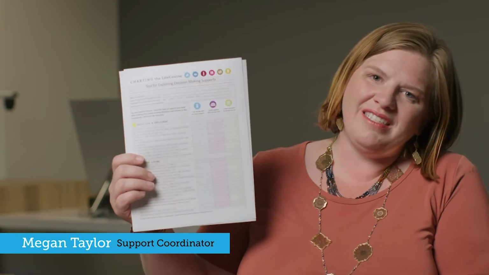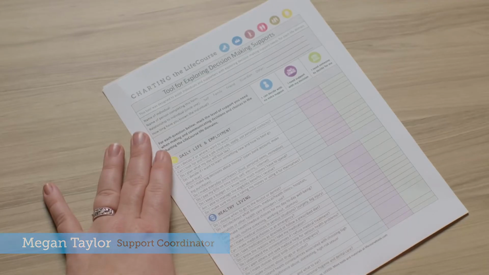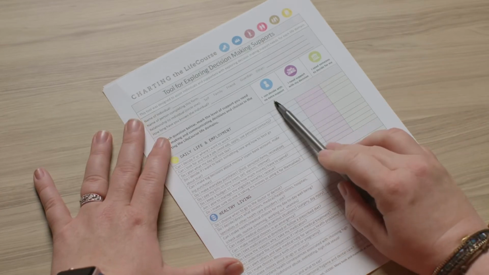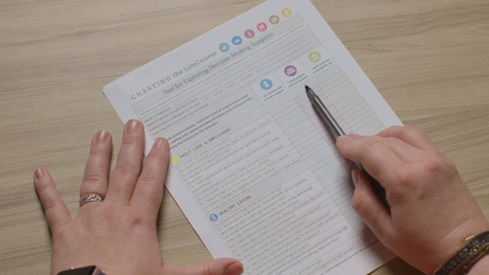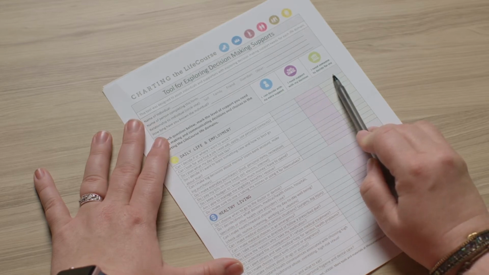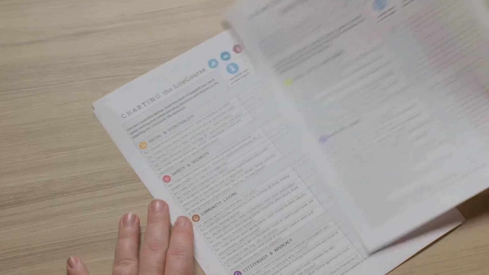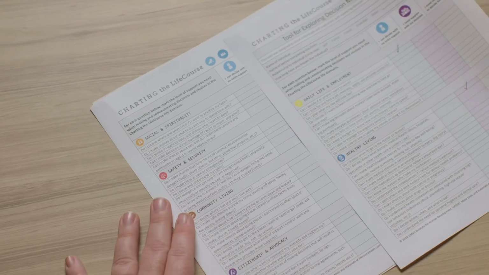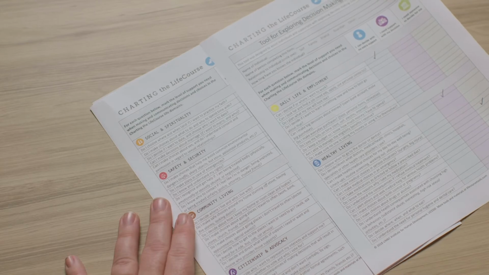The next tool is the tool for exploring decision-making. There are 3 areas that you look at. 1, I can decide with no extra support. It's something that I can decide on my own. 2, I need support with my decision. Or 3, I need somebody else to make the decision for me. And then we go through those 6 domains that I talked about earlier: daily life and employment, healthy living, social and spirituality, safety and security, community living, citizenship and advocacy.